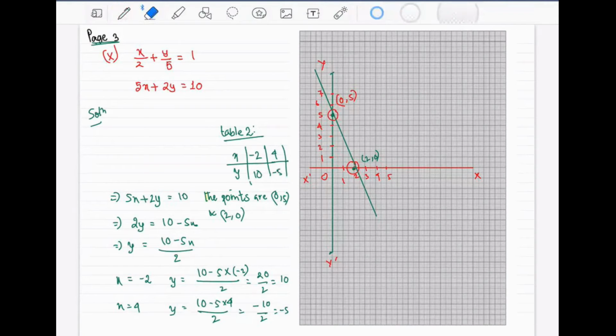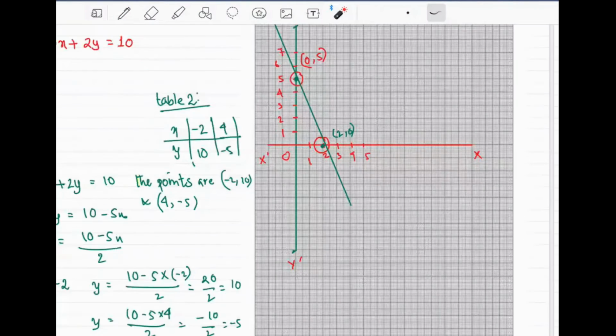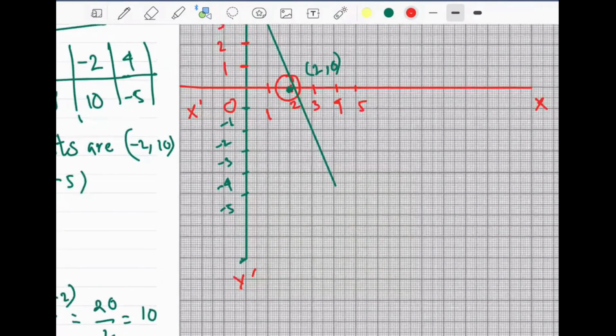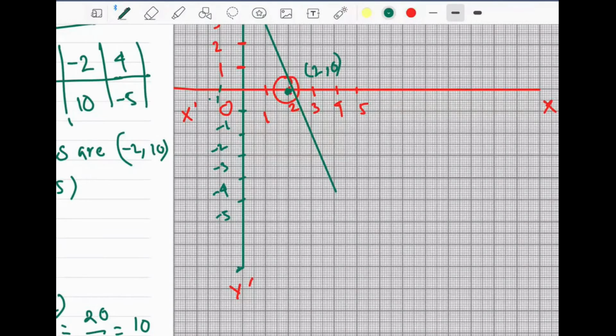What are the points now? You have to replace the points. It's no longer 0, 5 and 2, 0. It's minus 2, 10. The other one is 4, comma, minus 5. Okay, plot them. Where are they? Since the y coordinate has a negative value, you have to put negative values in the y-axis also. Here, we forgot it. This is minus 1, minus 2, minus 3, minus 4, minus 5. Let's put some negative values in the x-axis also. Let's make the y-axis a little bit longer. Here is minus 1 and here is minus 2.